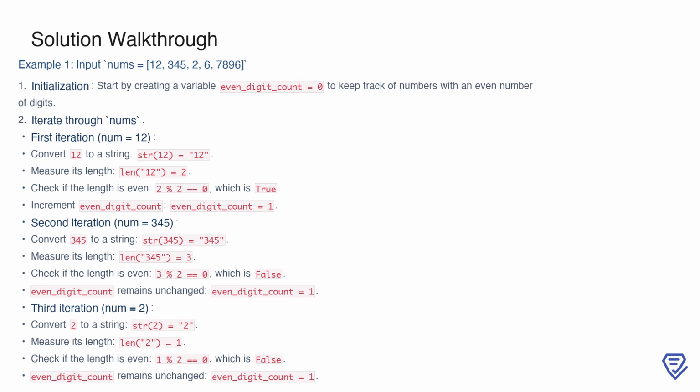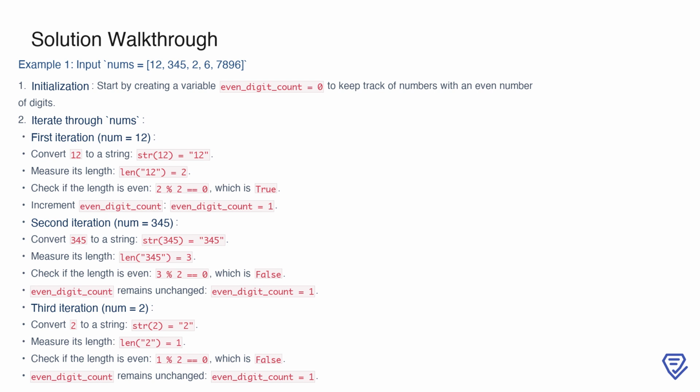To solve this problem, we start by initializing a variable called even_digit_count and set it to 0. This variable will help us keep track of how many numbers in the input array have an even number of digits. Next, we iterate through the array nums. In the first iteration, the current number is 12. We convert it to a string, which gives us 12, and then measure its length. The length is 2, and since 2 is even, we increment even_digit_count by 1, making it equal to 1.